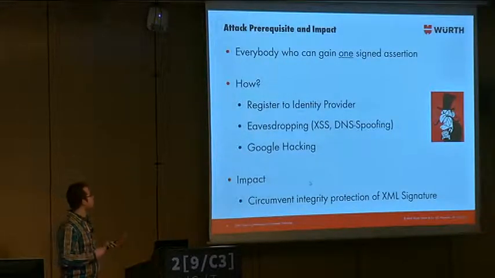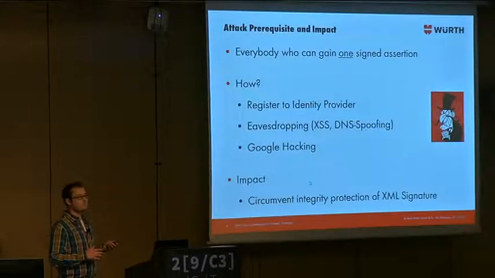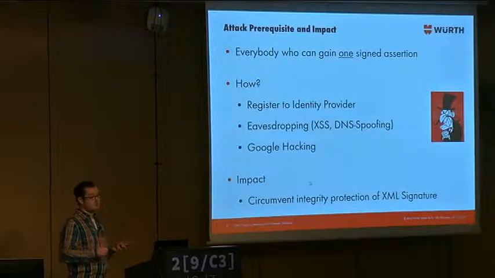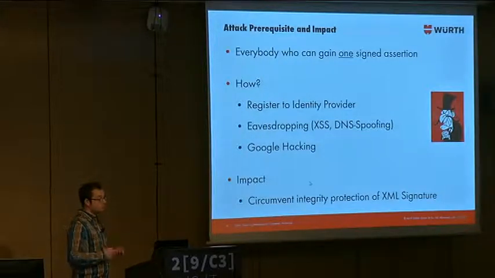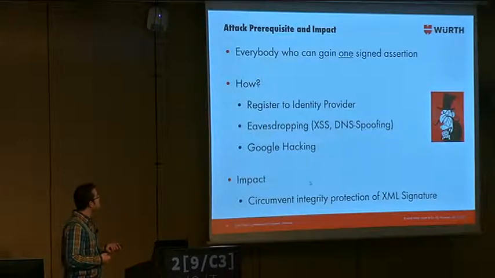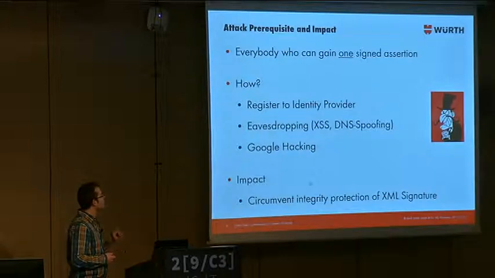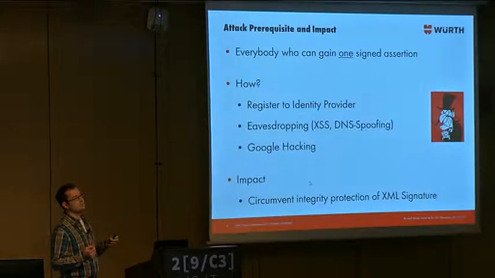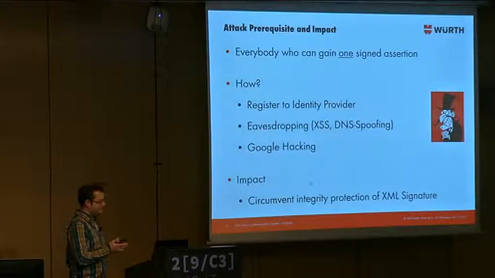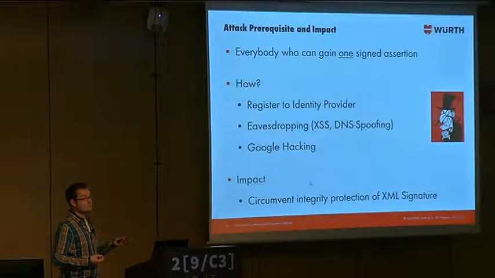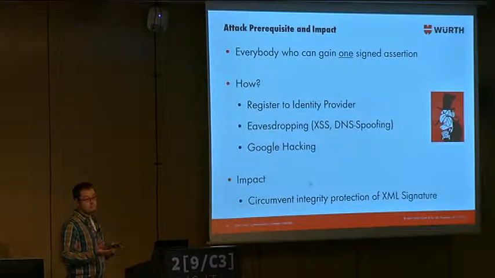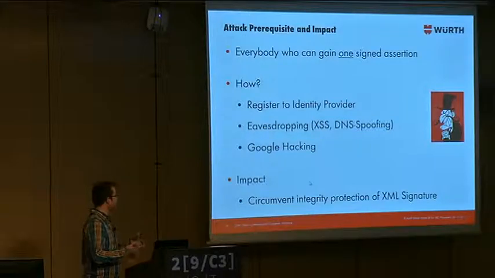And how do I get such an assertion? There are three ways. First is to simply register to such a service provider. For example, you could register to Google Apps and then you can issue your assertions yourself. The second way is eavesdropping, which means you could launch a cross-site scripting attack or a DNS spoofing attack. This is a little bit trickier, but also possible. And the third way, which is my favorite way, is to simply ask Google. Because if you search for an assertion, there are many, many posts on the internet from developers who have problems with the SAML protocol, and they posted their validly signed assertions. And you can get them for free from there.